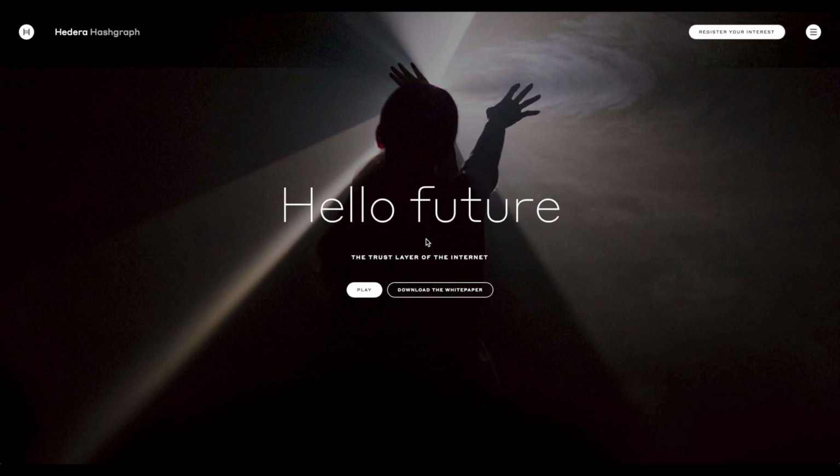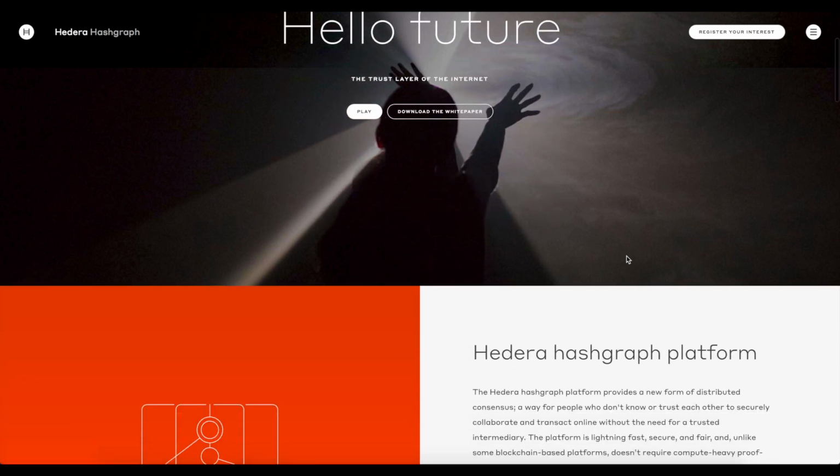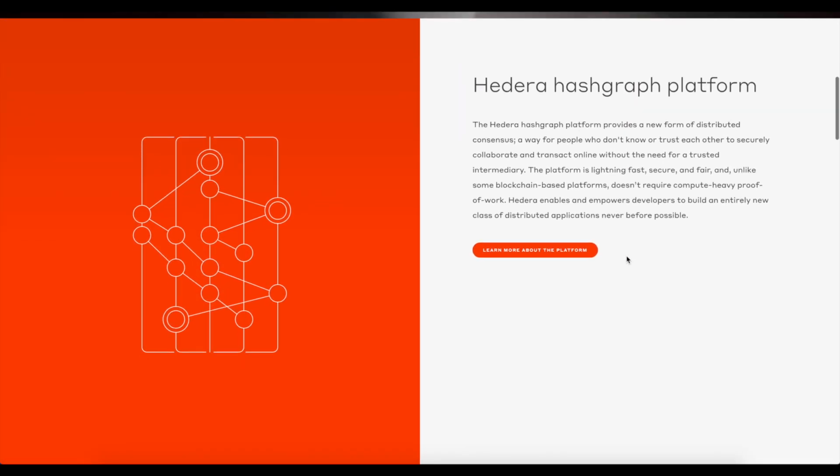In today's video, I will be discussing Hedera Hashgraph. They are calling themselves the trusted layer of the internet. So let us see what the Hashgraph Platform is. This is basically a diagram of the Hashgraph.